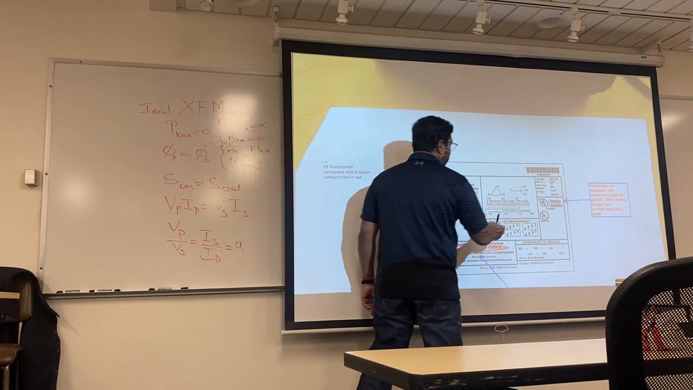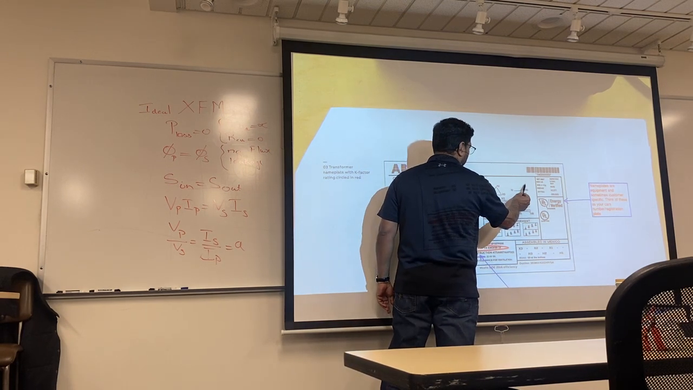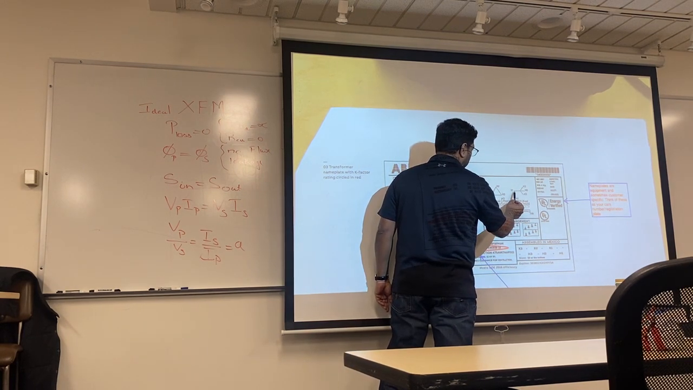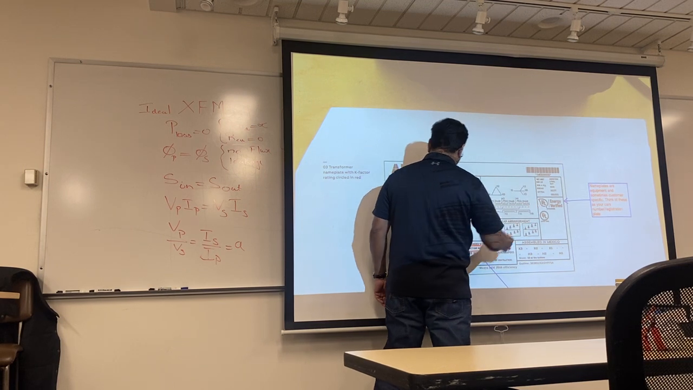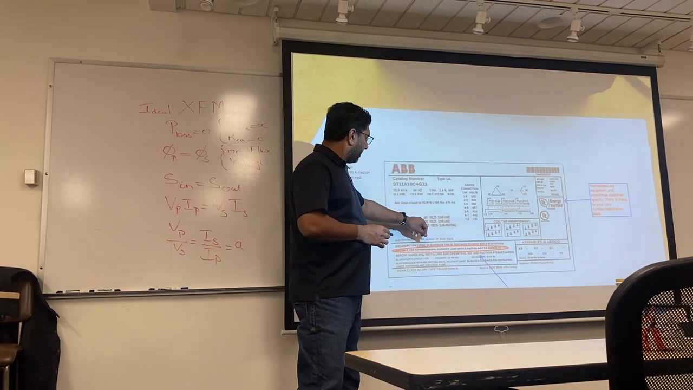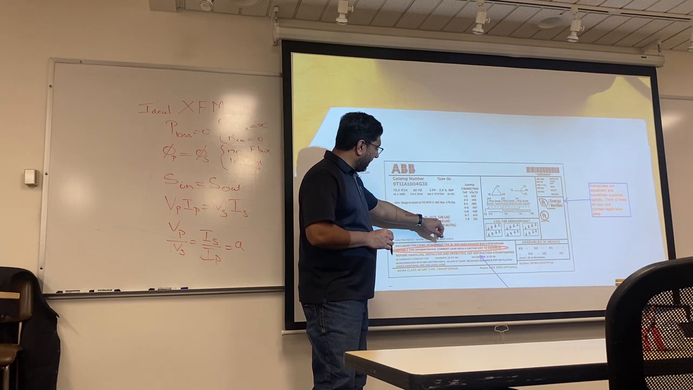You measure any of the legs, an X1, an X2, an X3, any one of those, with an X0, that's your neutral, you're going to get 120. But if you're measuring it between an X1 and X2, you're going to get a 208. So that's literally called out as line to line and line to neutral.